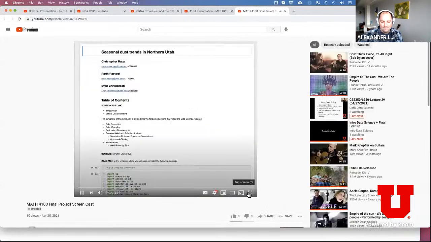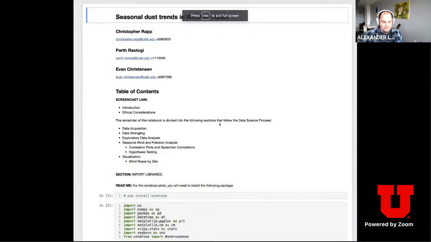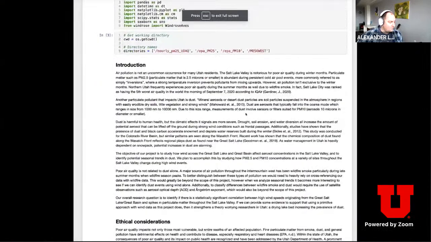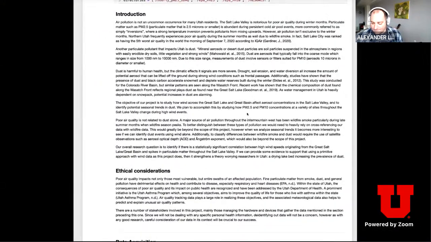Our project is Seasonal Dust Trends in Northern Utah. Our work is motivated by current and past research attributing wind events across the Great Salt Lake to elevated dust concentrations in the Salt Lake Valley. Our project is designed around applying a primitive approach of correlating wind data to particulate matter. If we do show such a relationship, then it strengthens a theory, held by researchers in Utah, that a drying lake bed increases the prevalence of dust along the Wasatch Front.